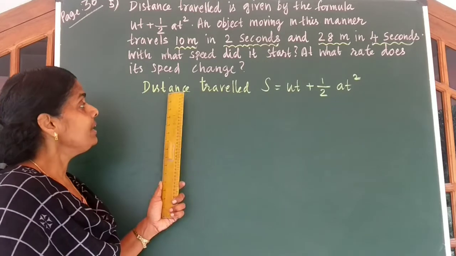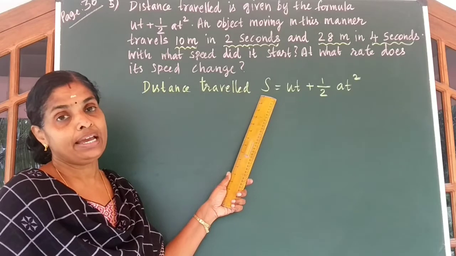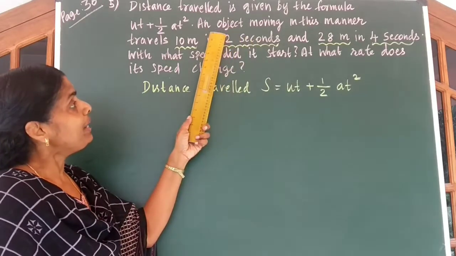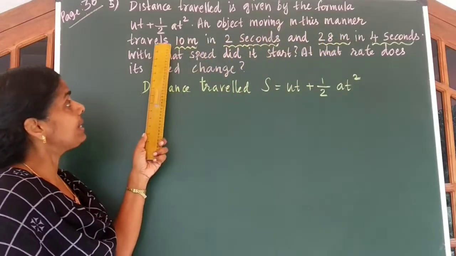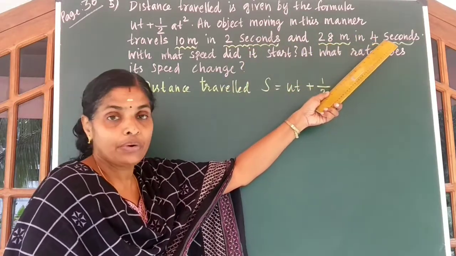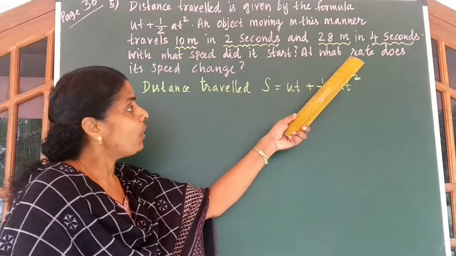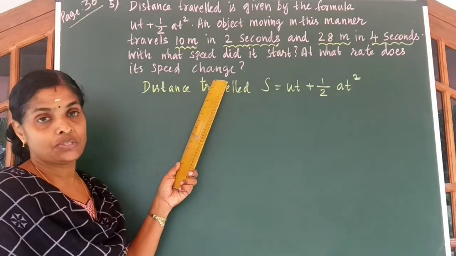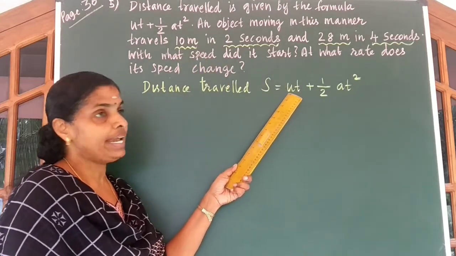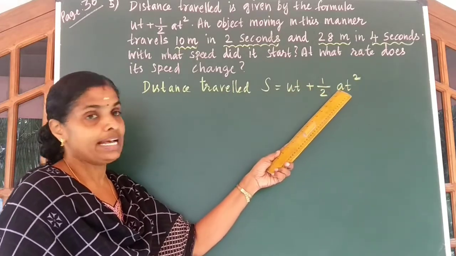You have studied that distance travelled is denoted as S and the formula is S is equal to ut plus half at square. An object moving in this manner travels 10 meter in 2 seconds and 28 meter in 4 seconds. With what speed did it start? At what rate does its speed change? We have to find out the initial speed, which is represented as u, and also the rate, which is represented as a.